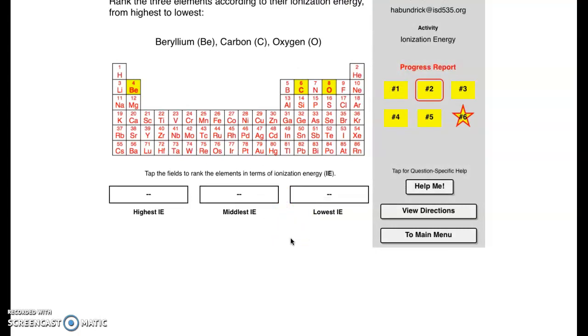So if I'm going left to right, whichever one is furthest to the right is going to have the highest ionization energy. So oxygen here. Beryllium is going to be the lowest because it's furthest to the left. Carbon's going to be in the middle.